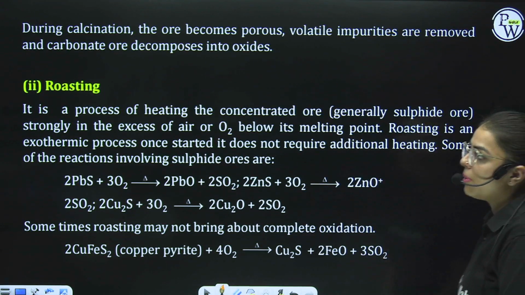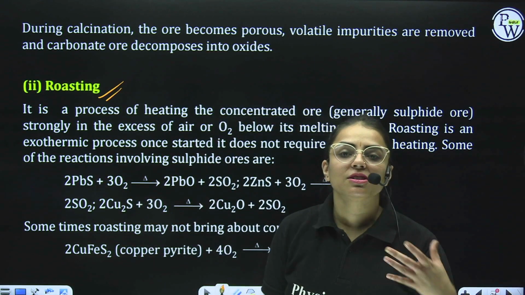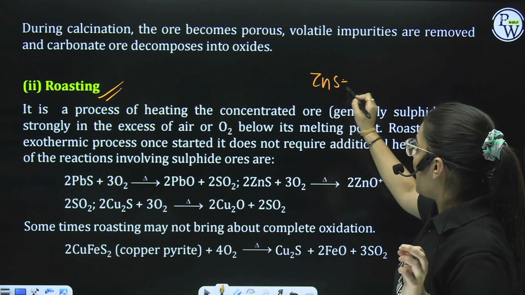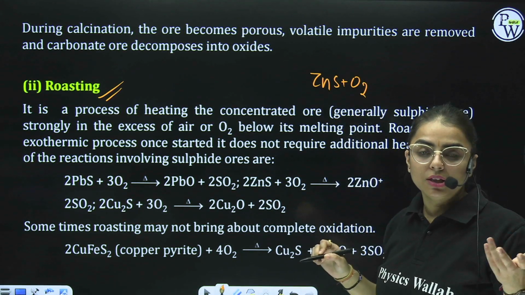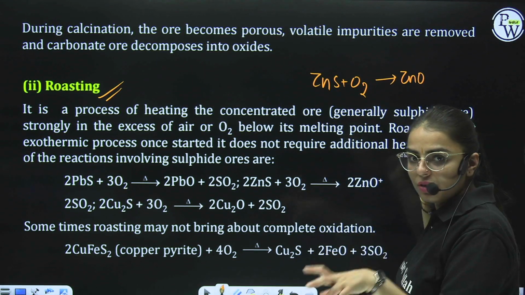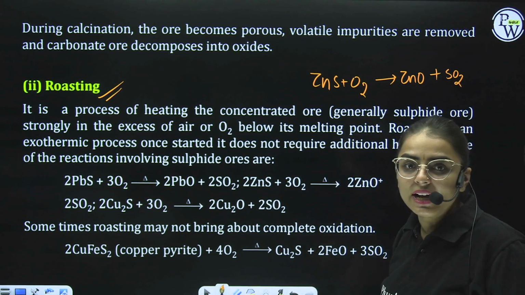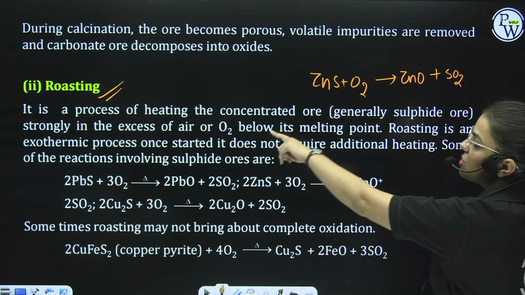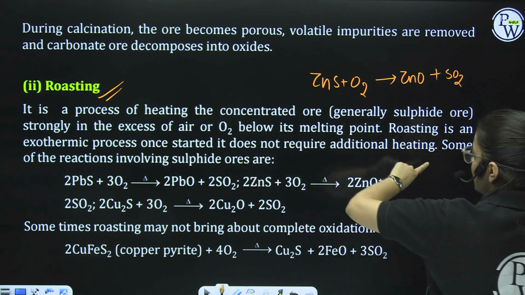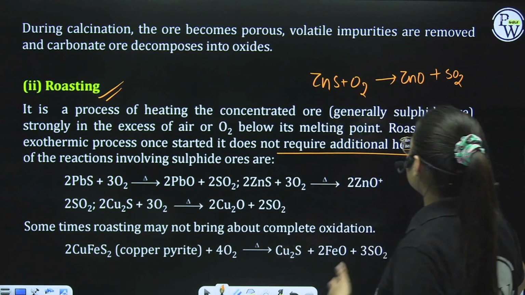Then students, let's talk about the roasting process. In roasting, basically it occurs in the presence of air. Let us take an example: if I have ZnS and I am reacting it with O2, what am I going to form? I'm going to form ZnO, zinc oxide, plus SO2 will be liberated. So it is also conversion into oxide, but in the presence of air. It is a process of heating the concentrated ore strongly in excess of air or O2 below its melting point. Roasting is an exothermic process. Once started, it does not require additional heating.